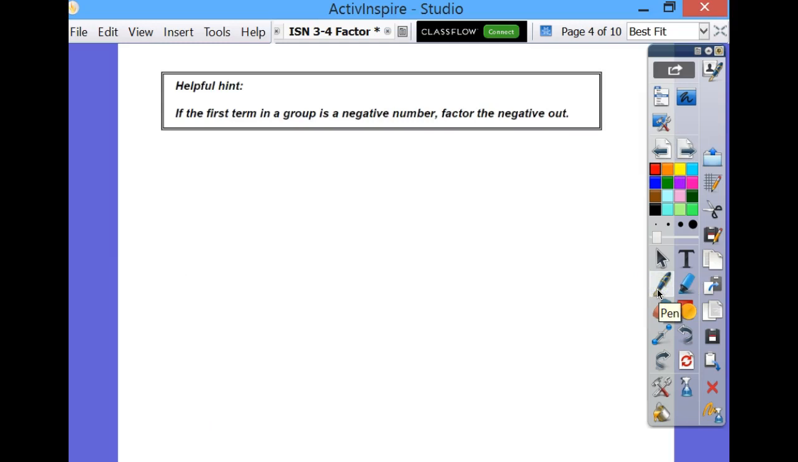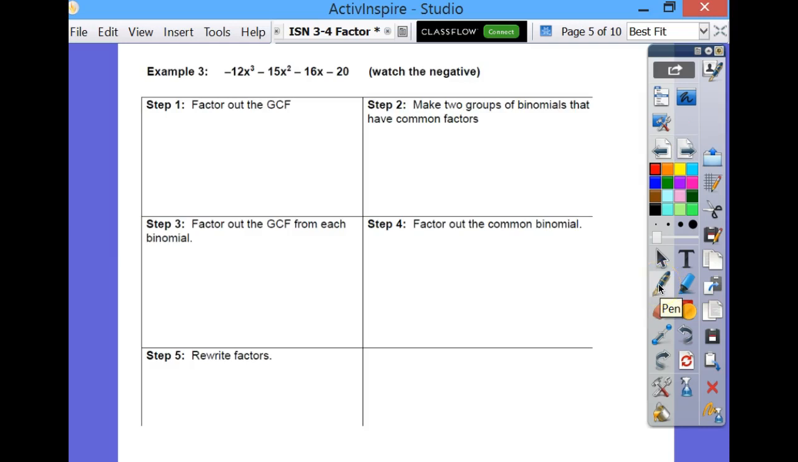Helpful hint. If the first term in the group is negative, factor out a negative. I cannot factor when I start with a negative. It can be done, but it just messes my brain up. So, when this leading coefficient is negative, why would that be called a leading coefficient? The first one out in front is called a leading coefficient. If the leading coefficient is negative, then you need to factor out a negative 1.